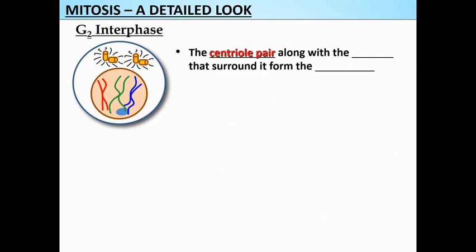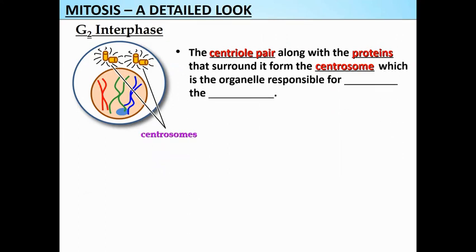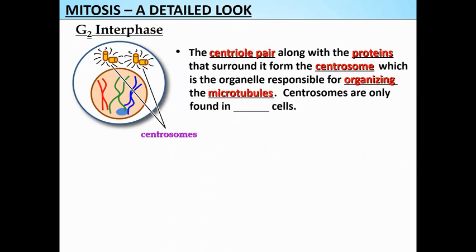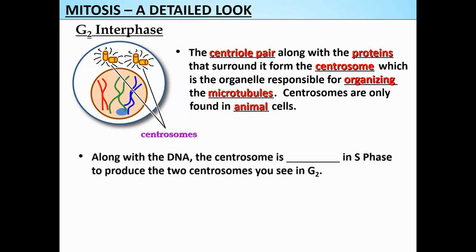In the G2 interphase, those pairs, along with proteins that surround them, are our centriole pairs. Remember, those also have duplicated in this process, and they are responsible for organizing the microtubules. These are only found in animal cells. Along with the DNA, they are also replicated in the S phase to produce two more, like you see in the G2.